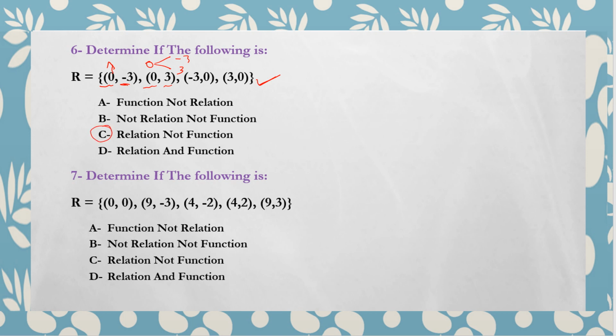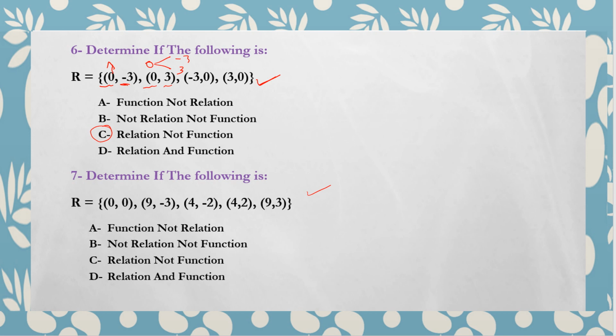Example 7, determine if the following is function not relation, not relation not function, relation not function, relation and function. This is a relation because each element in the domain corresponds to an element in the range. So this is a relation. The second question, is this a function or not?